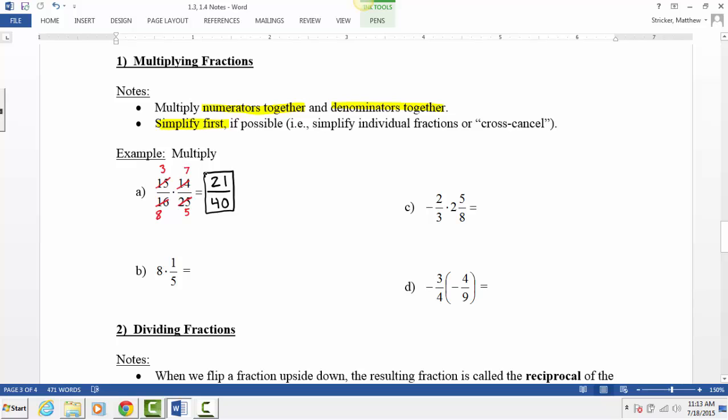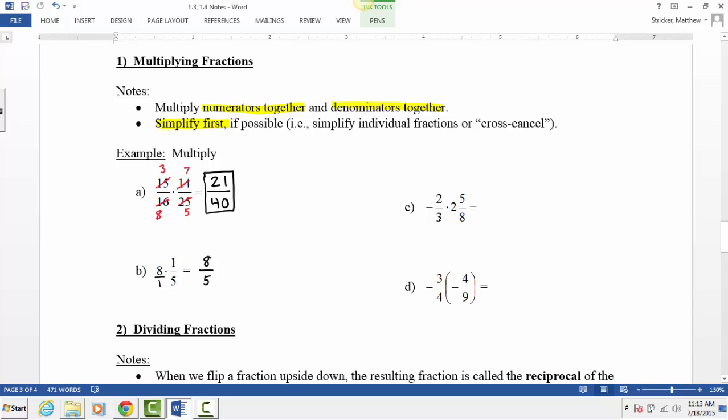We can take a look at another one, example B. Well, this is not a fraction times a fraction, it's a whole number times a fraction, but you can always turn a whole number into a fraction by what? Hopefully you're thinking, put it over 1. So now I have 8 over 1 times 1 over 5, and if we again multiply the numerators together and the denominators together, 8 times 1 is 8, and then 1 times 5 is 5. Okay. Moving on to example C.